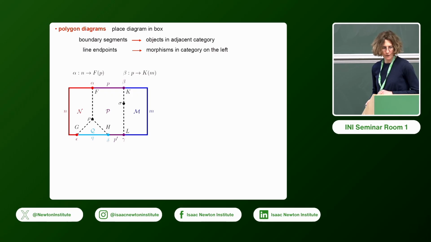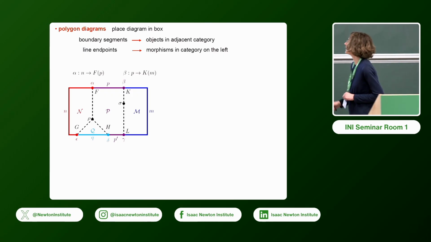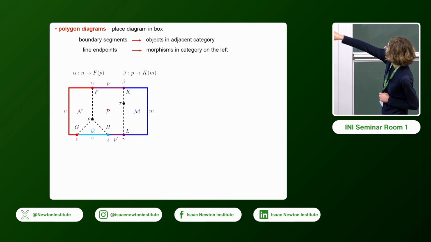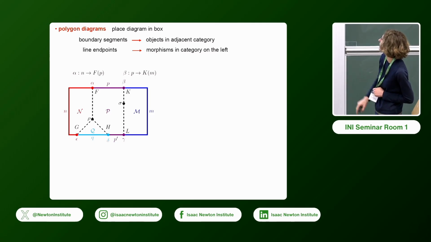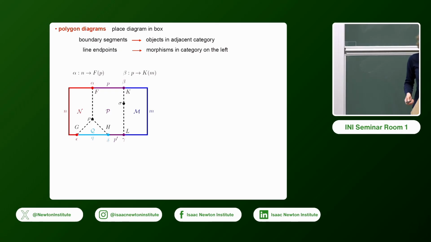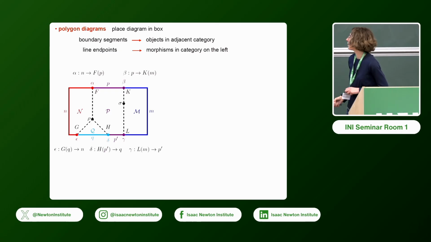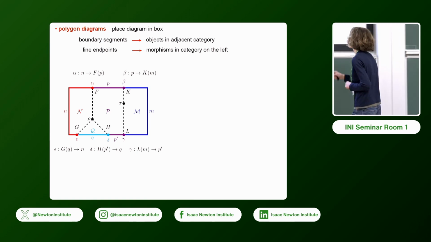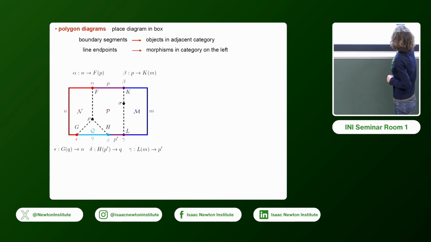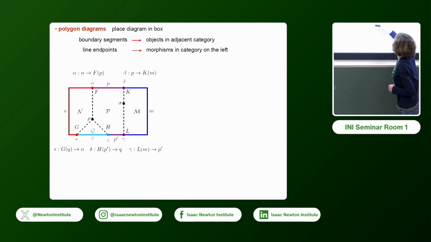And the convention is always it's a morphism in the category to the left. And here, alpha goes from the label N, that is to the left, to the image of the label on the right under F. Similarly for beta. And at the bottom of the diagram, the directions are reversed. So here the gamma goes from the image of M on the right to P prime and so on.